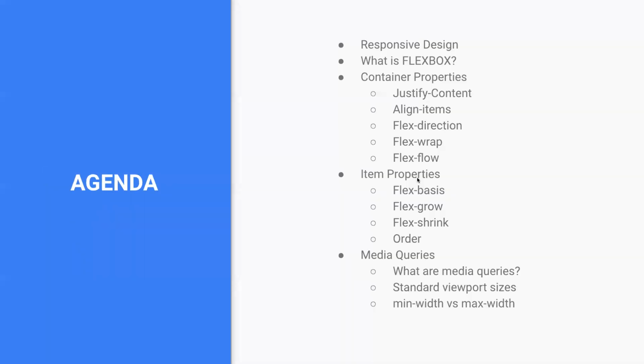So agenda, first thing we're going to understand is what is responsive design, and then we're going to do a quick revision of what is Flexbox and its container properties. It's just that, and then we're going to move on to item properties, and that is where we actually learn how to make responsive design. All right, and then we're going to move into something called media queries.